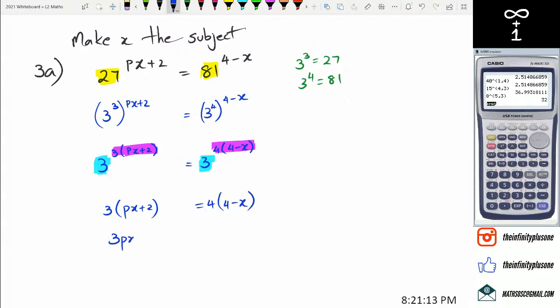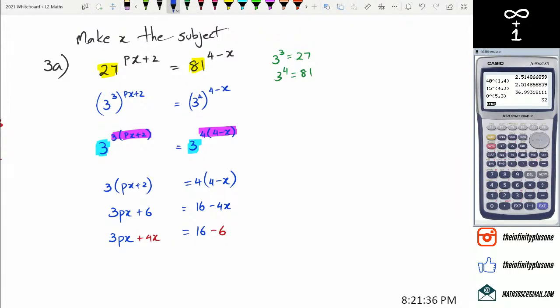Now we need to expand, so we get 3px plus 6 equals 4 times 4 is 16, 4 times negative x is negative 4x. Now we rearrange. I'm going to bring the negative 4x to the left-hand side, changing it to plus 4x, and take the 6 to the right-hand side, where it becomes minus 6. We can't really combine anything on the left-hand side apart from taking x out as a common factor. So we get x(3p plus 4) equals 16 take away 6, which is 10. So x is equal to 10 divided by (3p plus 4).